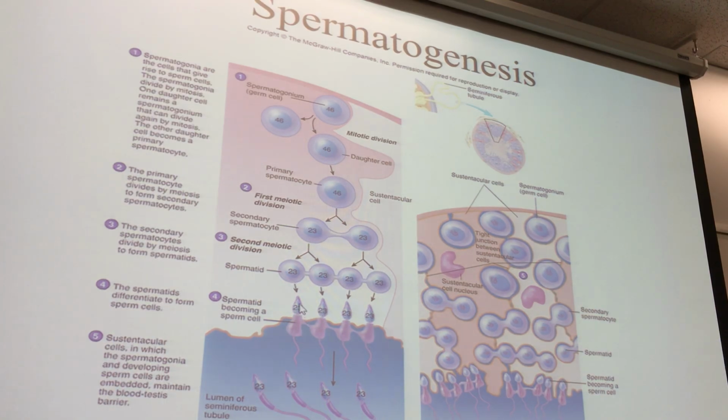Right? Eventually, you produce four 23-chromosome sperm. Now, because of crossing over, those four 23-chromosome sperm cells should not be identical at all, right? They should be different from each other. That gives us a lot of genetic variance. And once it gets released into the lumen of the seminiferous tubule, it will then release into the epididymis, where we will see maturity occurring.